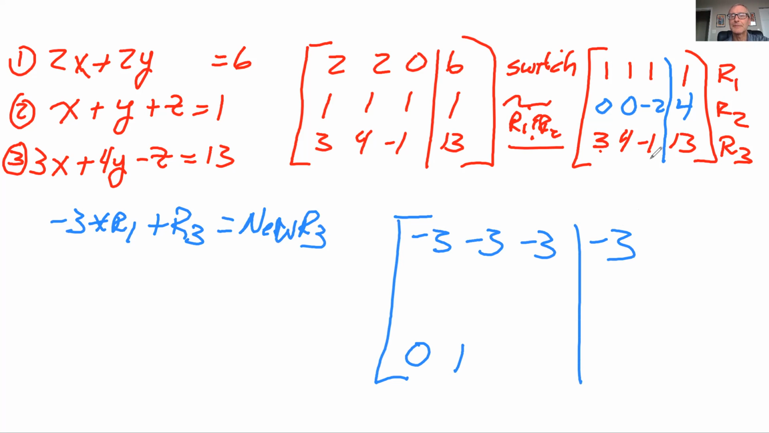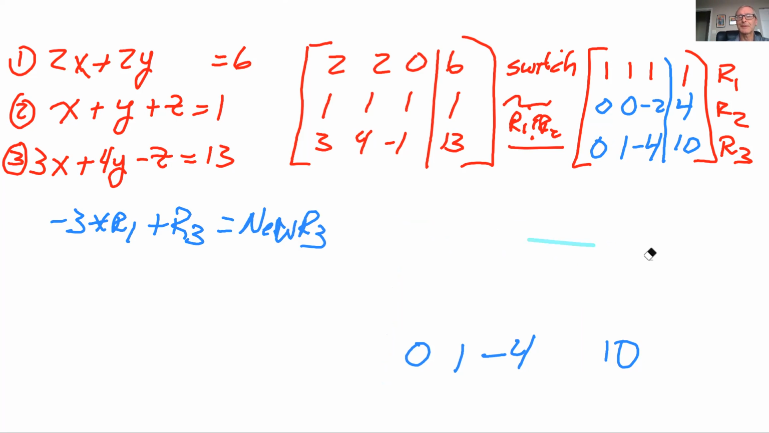And then -3 and -1 is -4. And then -3 and 13 gives us 10. So when we replace this with the new row 3, excuse me, it would be 0, 1, -4, and 10. So there's our new row 3. So what do we have here? Well, that is our new matrix.